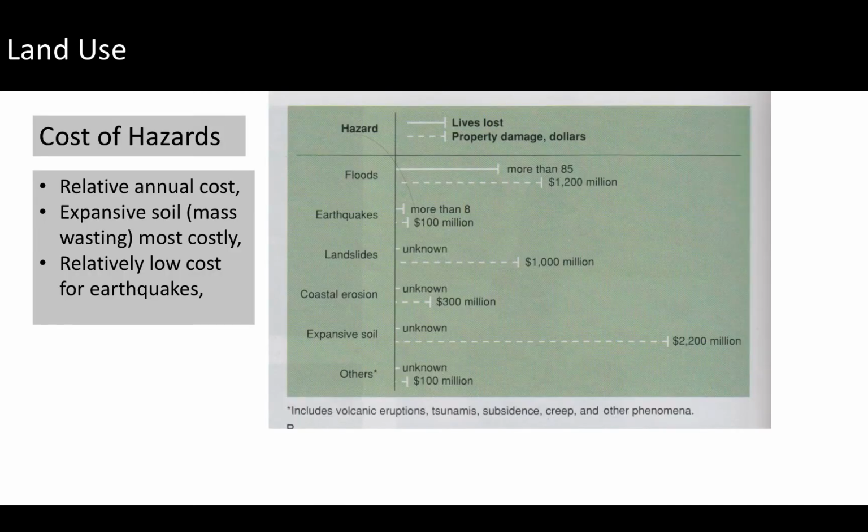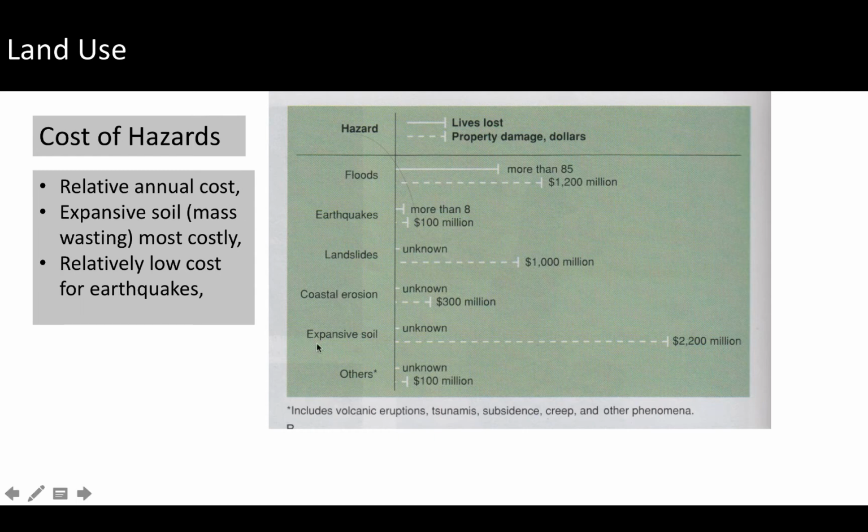This is a relative annual cost for different hazards, different things that we'd have to do in terms of engineering geology. Might be building dams, shoring up dams, retrofitting, trying to slow down or stop landslides, building structures for coastal erosion, dealing with expansive soil, and then other smaller issues associated with the geology. And we've talked about all of these things to some degree.